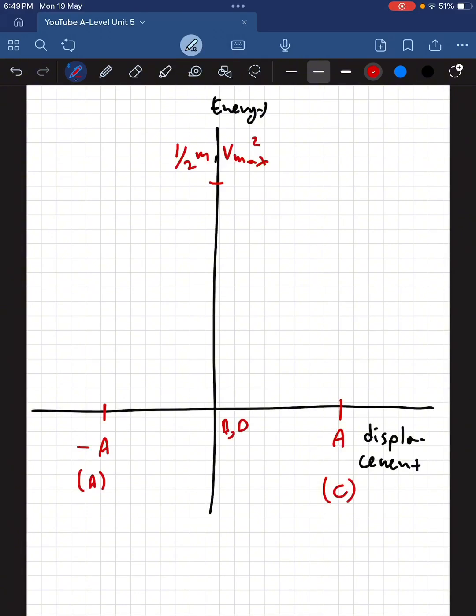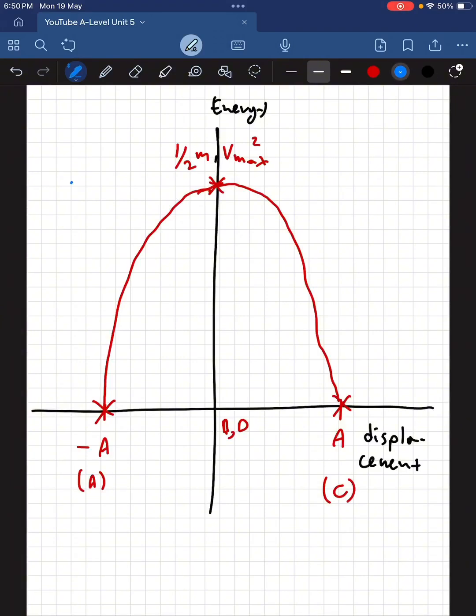Okay, so at point A, the kinetic energy is 0, and the same goes for point C because the oscillator stops. But at points B and D, we will have a maximum kinetic energy, 1/2 m Vmax squared. And it doesn't matter what the sign of the velocity is because if we square it, we get a positive sign. So the kinetic energy increases all the way to 1/2 m Vmax squared as the oscillator moves, and then drops to 0, right? Now at point A, what's the potential energy?